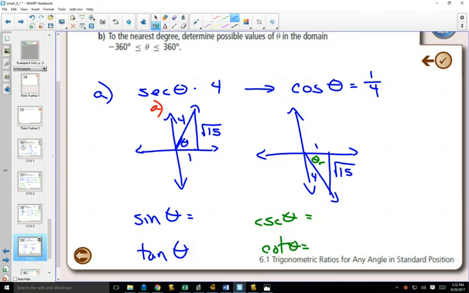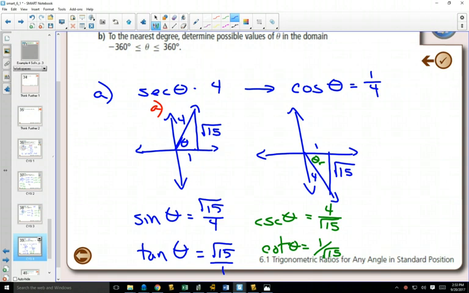And sine of theta being the opposite over the hypotenuse will be root 15 over 4. That means that cosecant of theta, the reciprocal, is 4 over root 15. Tan of theta, opposite over adjacent, is root 15 over 1. And so cotangent of theta will be 1 over root 15. Yes?